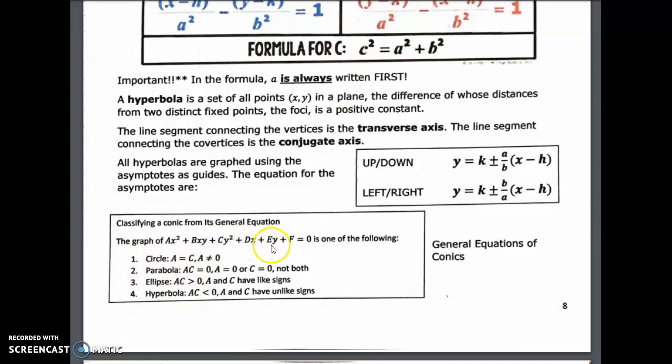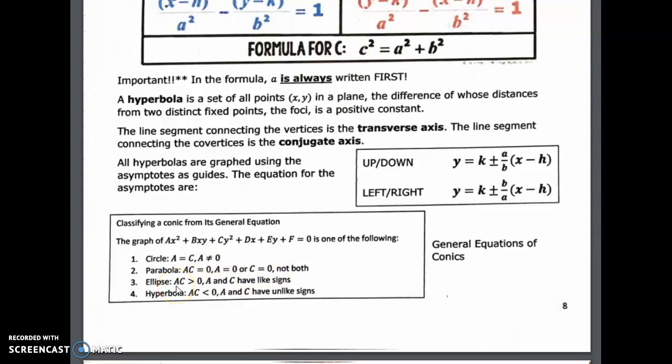So in general form, if the coefficient on your x squared and your y squared are exactly the same, then it's a circle. In general form, if the coefficient on your x squared is anything and you don't have a y squared, that's a parabola, or vice versa, if you don't have an x squared and the coefficient on your y squared is anything. Or in other words, if you were to multiply the coefficients and you got 0, then you would have a parabola.